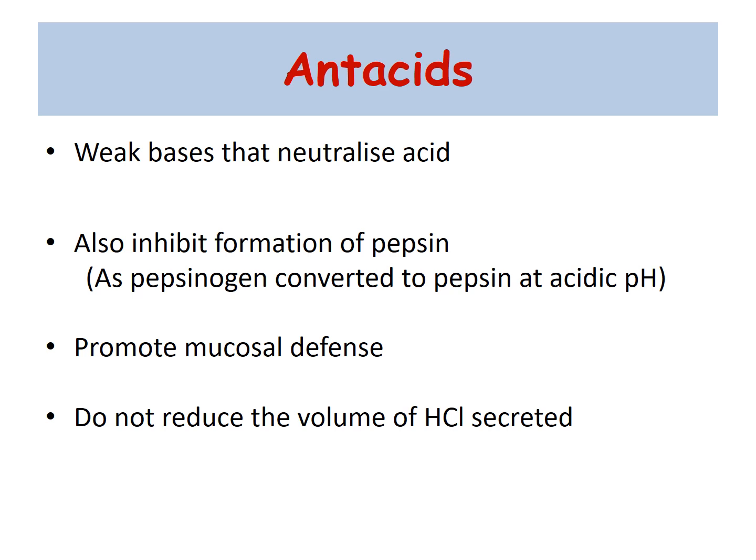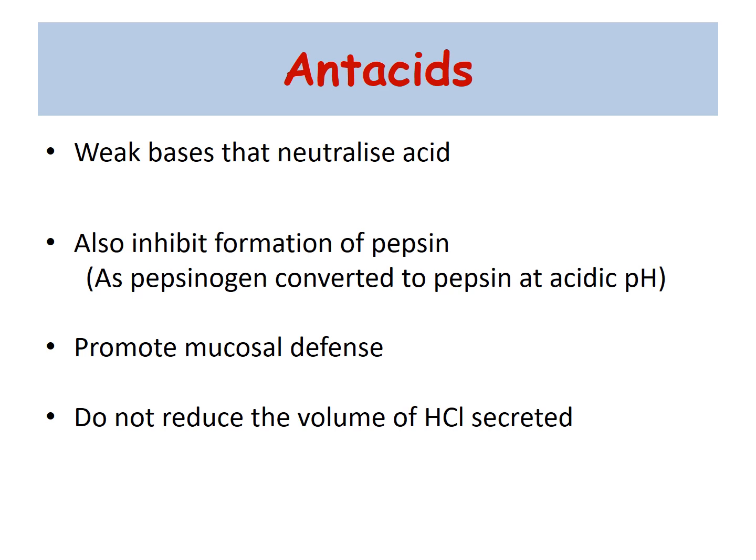Antacids. So antacid means they will neutralize the acid already produced in the stomach. So there is no role on production of acid, but it can neutralize the acid which is already produced by the parietal cells. These antacids are weak bases which will neutralize the acid. Our chemistry: the acid will neutralize the base. And these antacids can also inhibit the formation of pepsin.